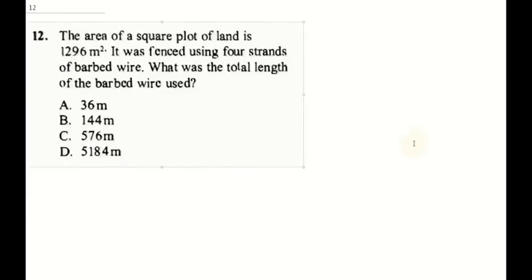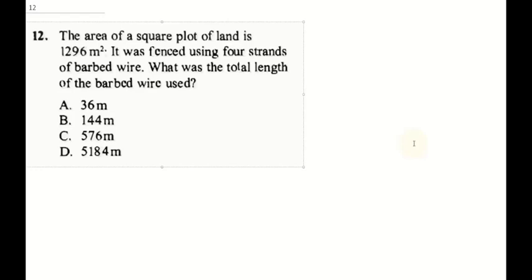So question 12 says the area of a square plot of land is 1296 meters square. It was fenced using 4 strands of barbed wire. Now, what was the total length of the barbed wire used?